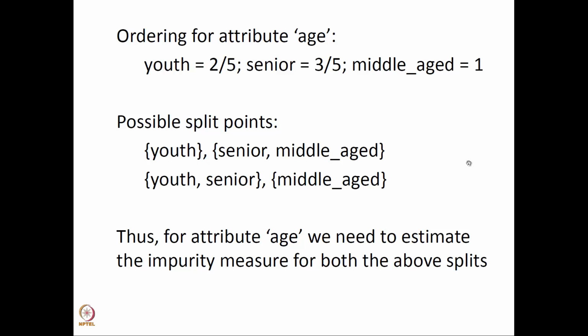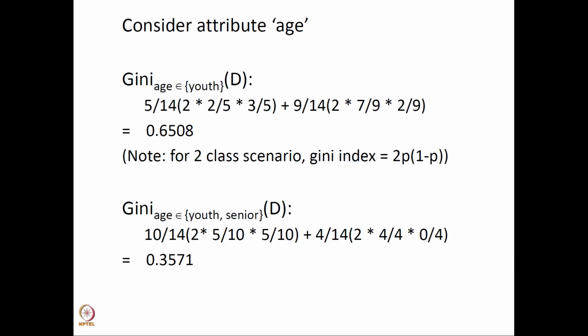Now that we have identified the possible split points, we estimate the impurity measure here using Gini index for both possibilities. Note that since we are in a two-class scenario, we use the simplified formula of the Gini index equals 2p into 1 minus p, where p is the proportion of observations belonging to the positive class. Go back to the table and verify that these are the values obtained.